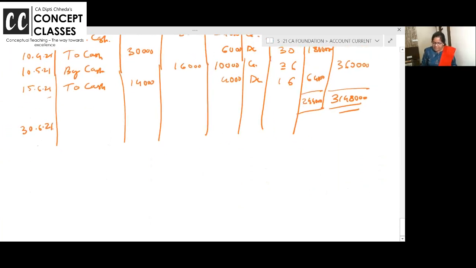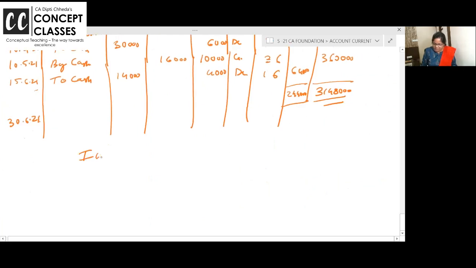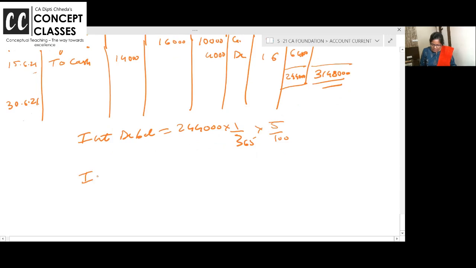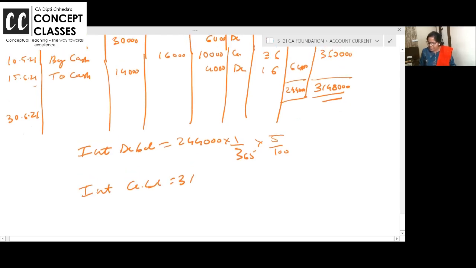Let us calculate the interest. Debit balance 244 into 1 by 365, and how much is the percentage on the debit balance? 5%. And interest on the credit balance 31 lakh 48,000, 2%.